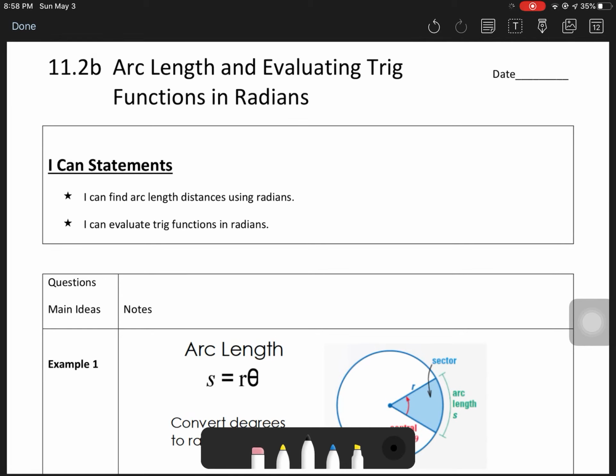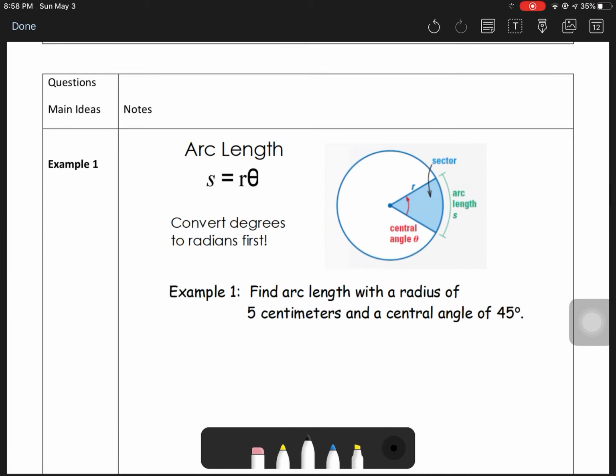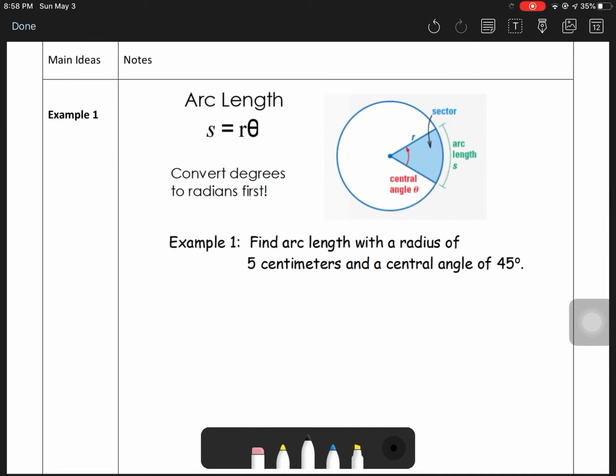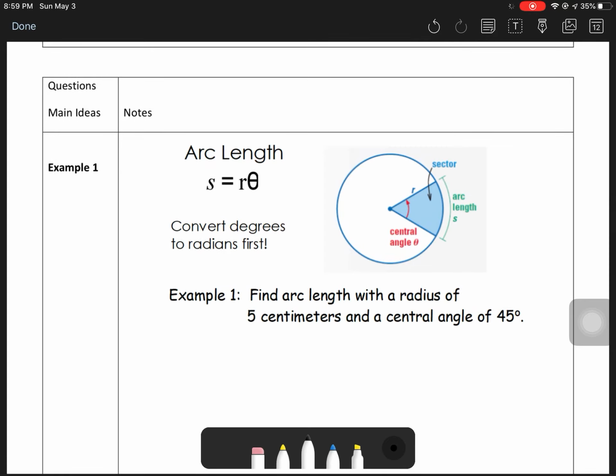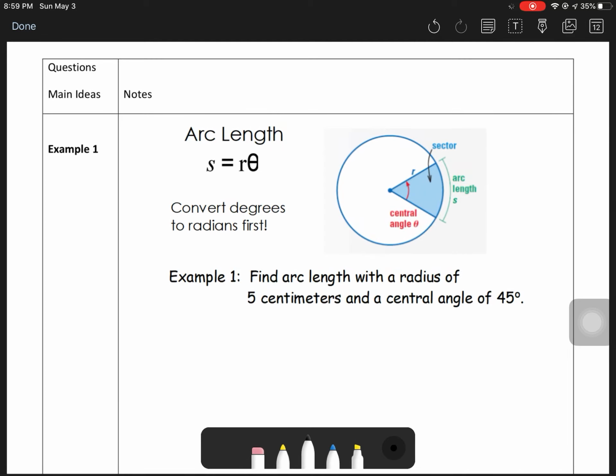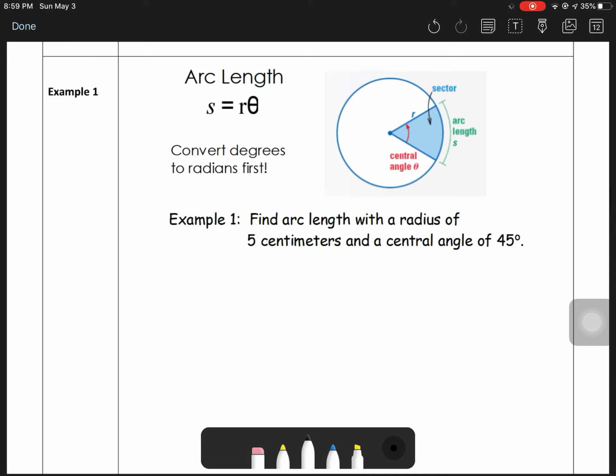Okay, lesson number 2 for this week is arc length and evaluating trig functions in radians. So arc length is a chunk of the circumference of a circle, but it's measured in degrees. It's how much degree space, well, technically we can also measure it in radians since we talked about that in the last unit as well. So because it's easier to measure arc length in radians, we're going to do some conversion practice just like what we did in the last lesson.